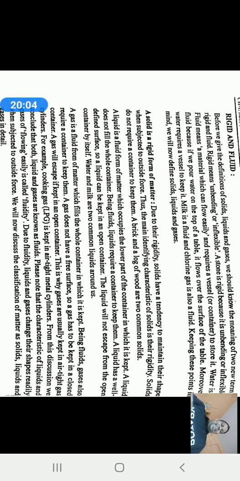See, this is why gases are usually kept in airtight gas cylinders. For example, cooking gas, LPG, is kept in an airtight metal cylinder. Whatever domestic fuel we are using, butane gas, is in airtight metal cylinders. These are the examples we discussed regarding rigidity, fluidity, and solid, liquid and gases. Now we can classify solids, liquids and gases in detail.